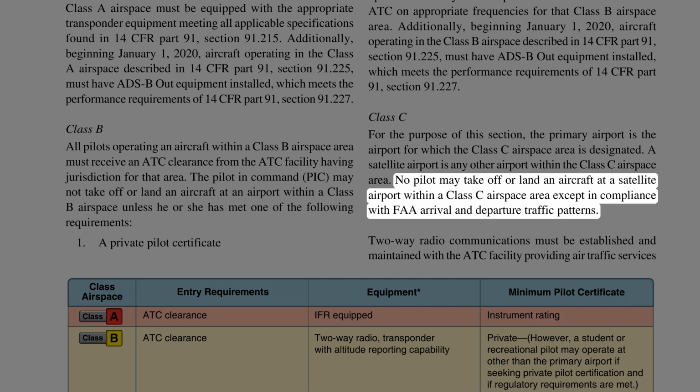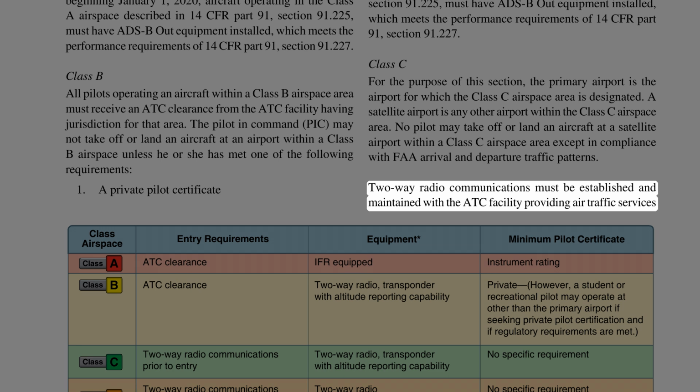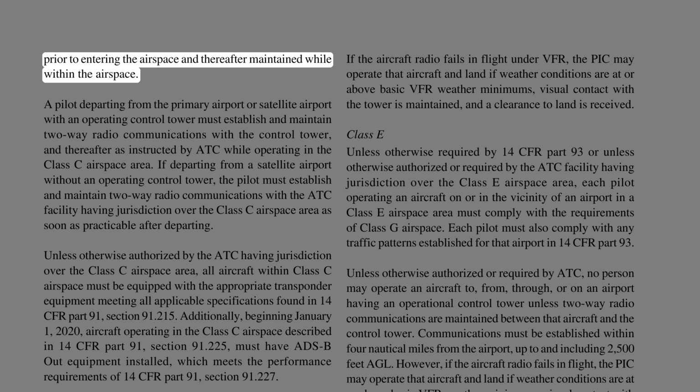No pilot may take off or land an aircraft at a satellite airport within a Class C airspace area except in compliance with FAA arrival and departure traffic patterns. Two-way radio communications must be established and maintained with the ATC facility providing air traffic services prior to entering the airspace and thereafter maintained while within the airspace.